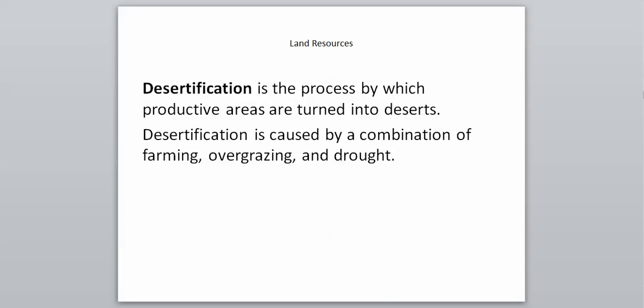And then if this erosion gets bad enough, something called desertification, sorry, that's a tongue twister, desertification, and this is a process in which productive areas are turned into deserts. So this can happen if enough soil is removed, and it can also be caused by a combination of farming, overgrazing, and drought. So any of these three processes, or a combination of the three, can cause a once fertile area to be turned into a desert in a process called desertification.